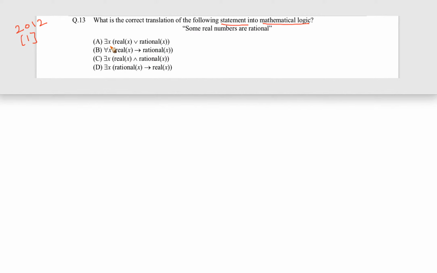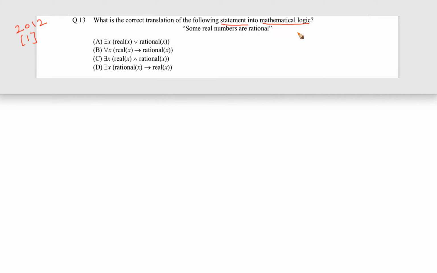Okay, so they are saying that some real numbers are rational. And then they're writing this predicate real and rational. So you can understand that real x means a particular number is real, rational x means a particular number is rational. In that fashion, we have to see which of these four options is the correct translation of this statement into mathematical logic. So they're saying that some real numbers are rational.